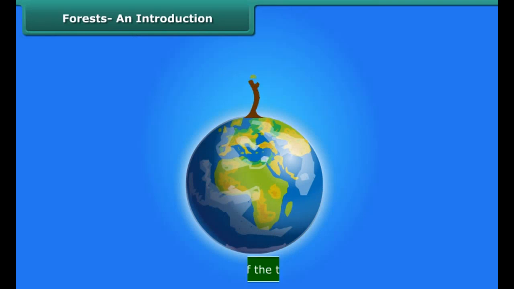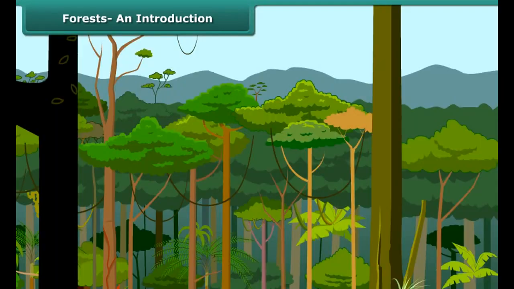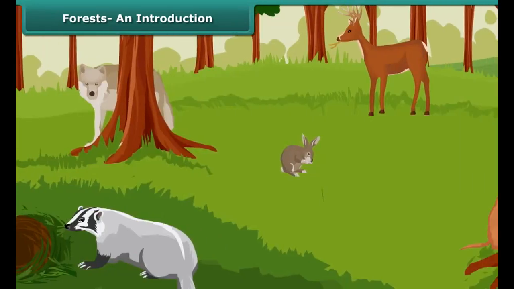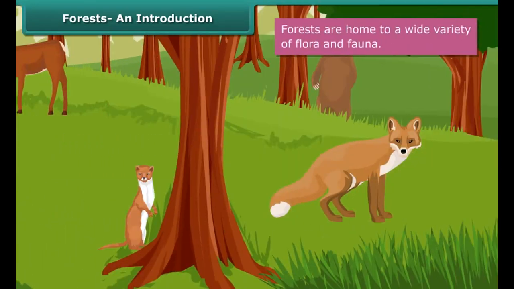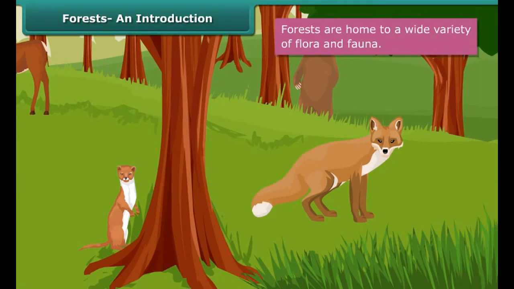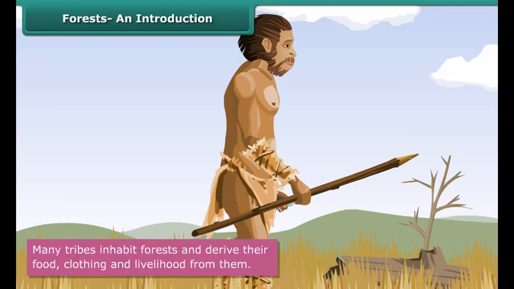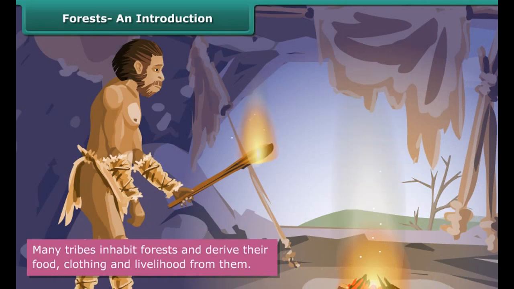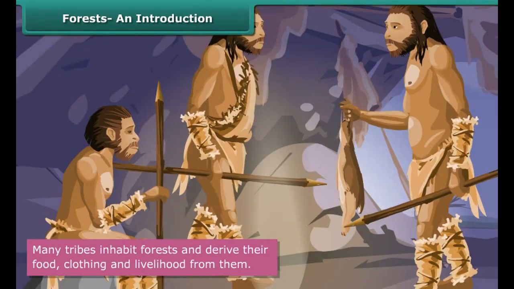Also known as woods, forests cover about 30% of the total land area of the earth. They include not just trees, but also smaller plants, shrubs, and bushes. Forests are home to a wide variety of flora and fauna. Besides animals and plants, many tribes also inhabit forests. They derive their food and clothing from the forests. They depend on forest produce for their livelihood.